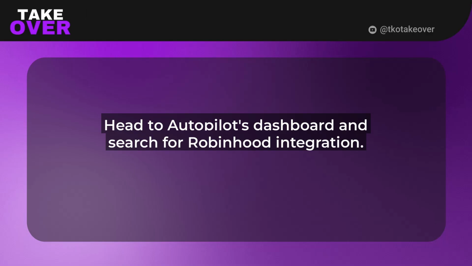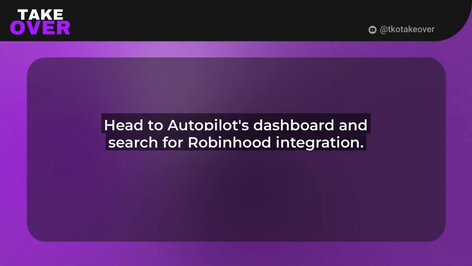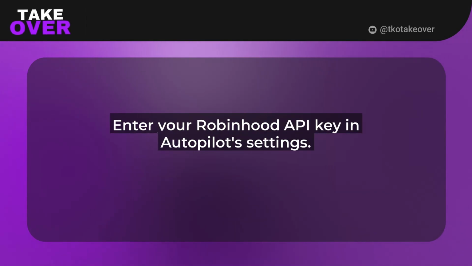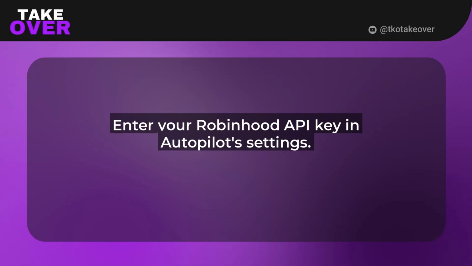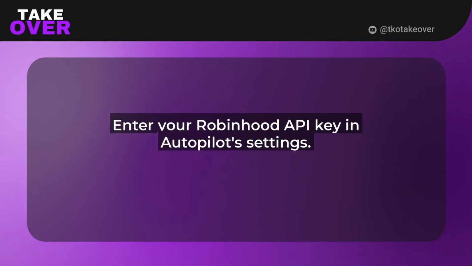First things first, make sure you have both accounts ready. Log into your Robinhood app and head over to the Settings menu. Look for the API, or Developer, section. Robinhood has made this easier in 2025 with new integration tools. Once you're there, generate an API key. This is like a special password that lets other apps, like Autopilot, talk to Robinhood securely.